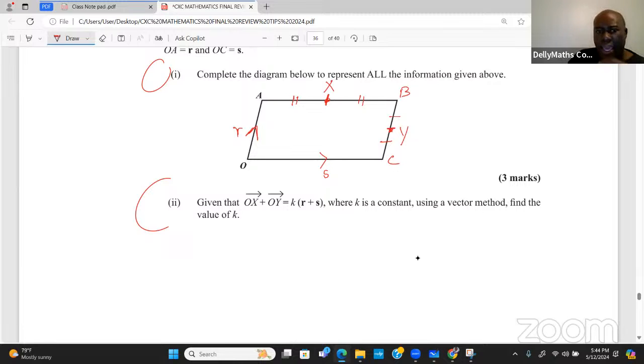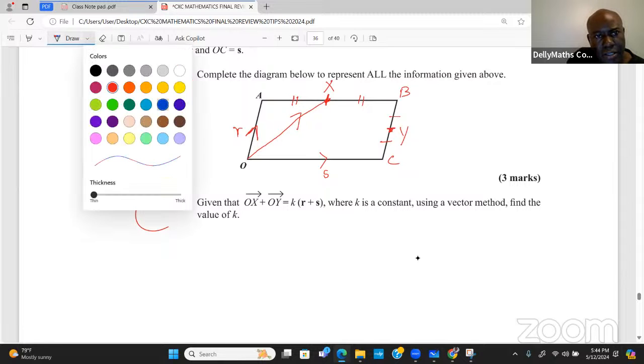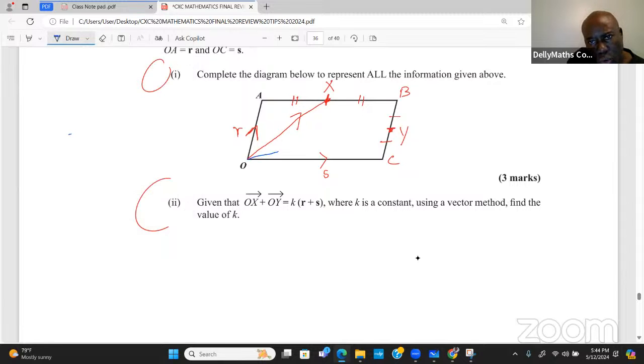So OS, take a look at what they told us. They said OX plus OY is equal to this. Let's do it.